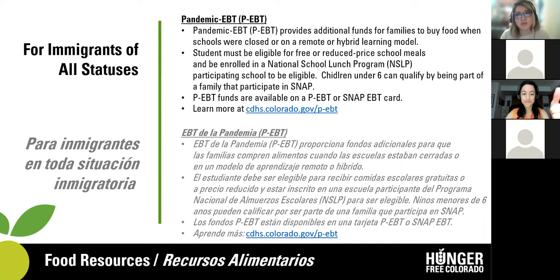It's important that you keep this card. Future payments of P-EBT will be deposited in this same card. If you have a child that's under 6, make sure that you apply for SNAP or food stamps as soon as possible to receive additional funds of P-EBT this summer. Children that go to school can continue to apply for P-EBT benefits this summer. For more information, you can visit the website cdhs.colorado.gov/P-EBT.